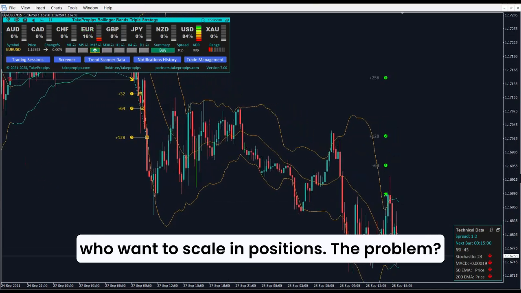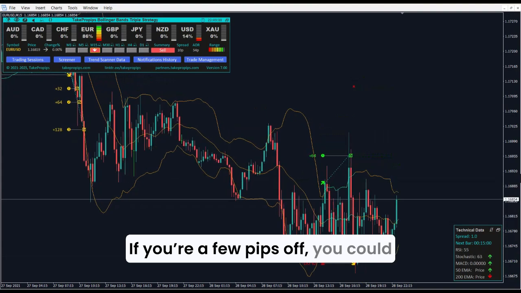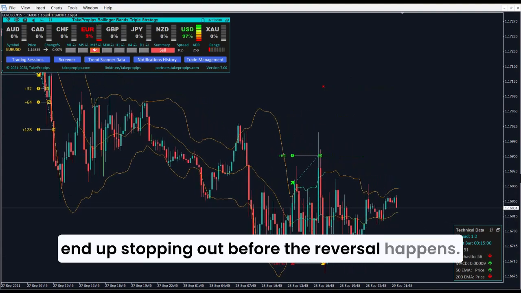The problem? Timing the entry perfectly can be challenging. If you're a few pips off, you could end up stopping out before the reversal happens.